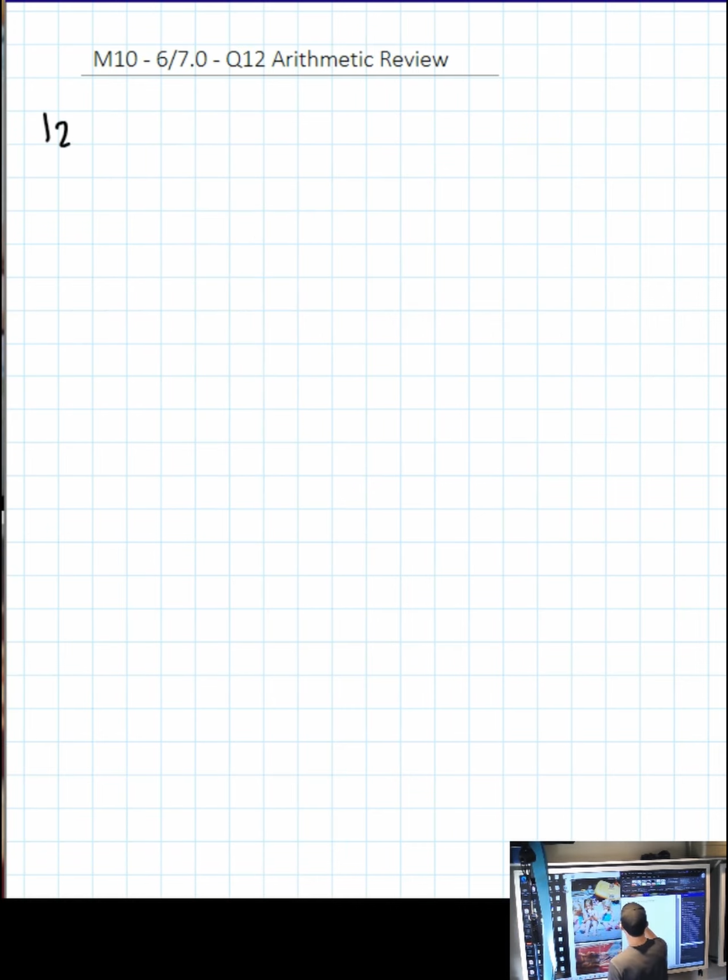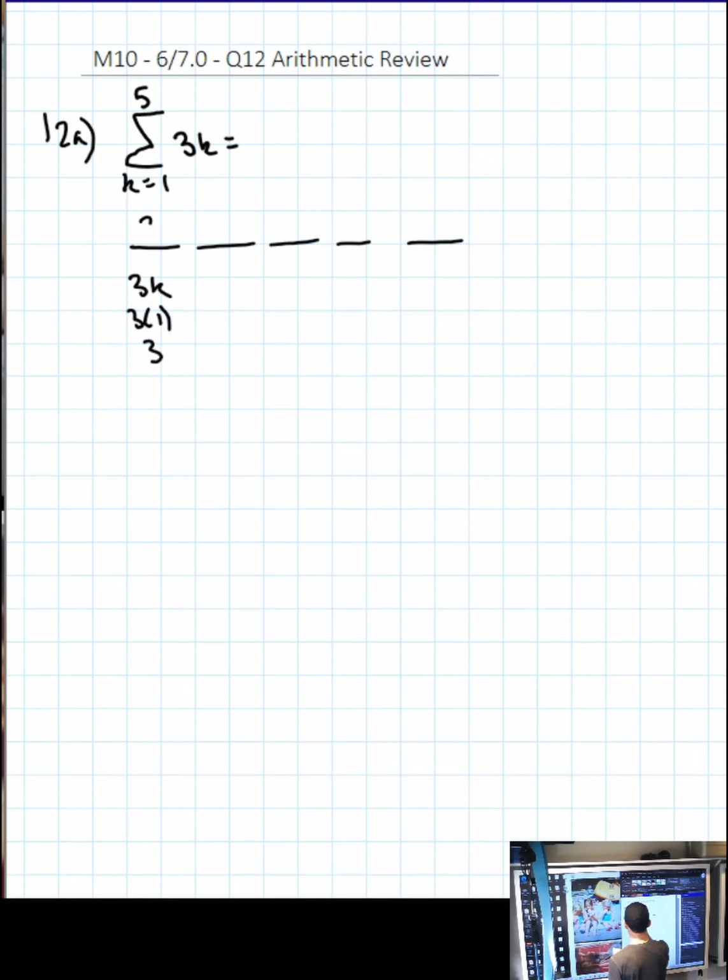Okay, 12a, a little bit on summation notation. So we have the sum from k equals 1 to 5 of the formula 3k. What that means is we have blanks. For the first term, we're going to put 1 in for k. So if the formula is 3k, 3 times 1 is 3. Then we're going to put 1 more.